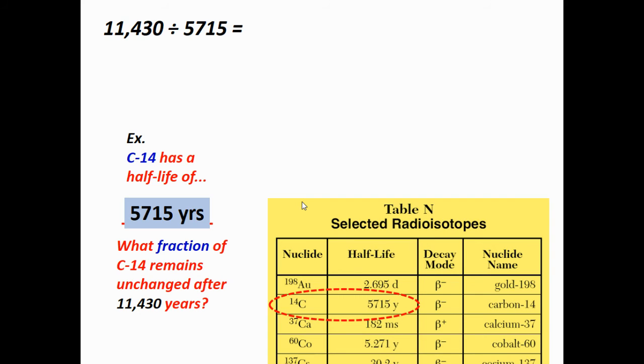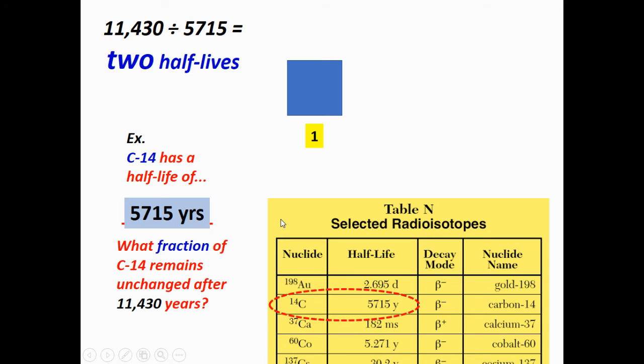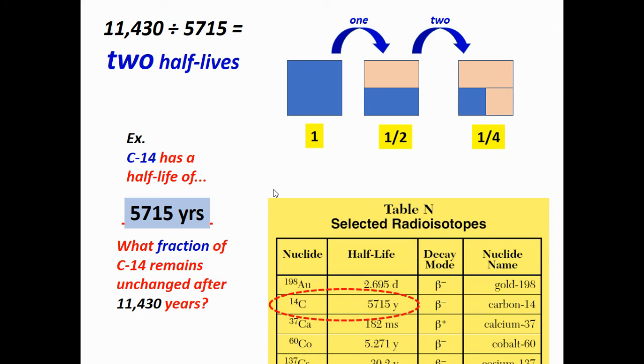How do we do this? Well, first we have to say, okay, how many half-lives is that? 11,430 divided by 5,715 equals 2. So that's 2 half-lives. Okay, so let's say we start with 1 whole of C14. After 1 half-life, we've got a half of our C14. The fraction left that's blue, that's our parent isotope, is 1/2. After 2 half-lives, a half becomes a quarter of our original fraction. And so the answer is, after 2 half-lives, 1/4 of our original parent isotope will remain.